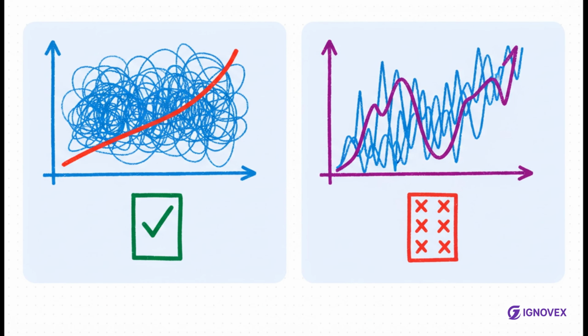And this slide just shows that difference perfectly. On the left, you've got a model that gets the general trend. That's good. On the right, you've got an overfit model that is desperately trying to hit every single data point, even the random outliers. It's like a student who memorizes the answers to a practice test but doesn't actually understand the subject. They'll ace that practice test, sure, but they are going to fail the final exam.